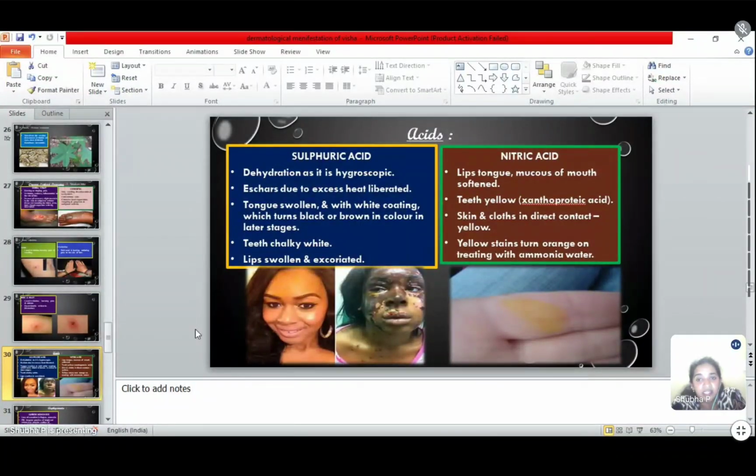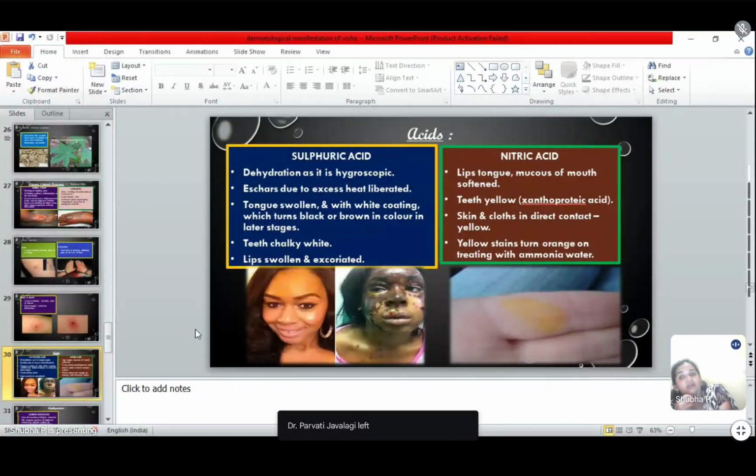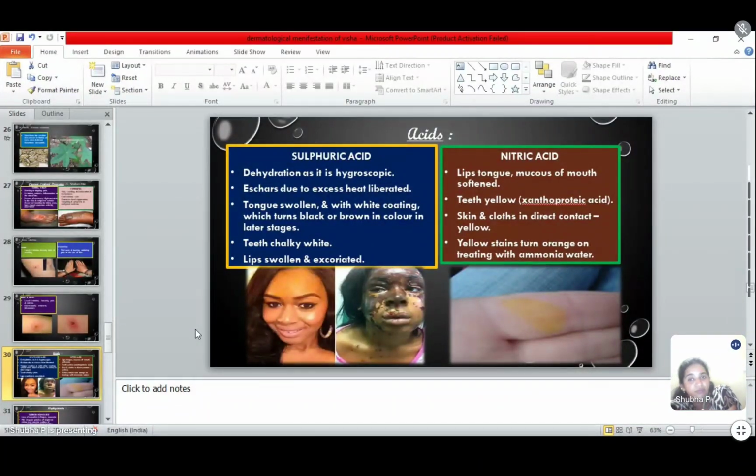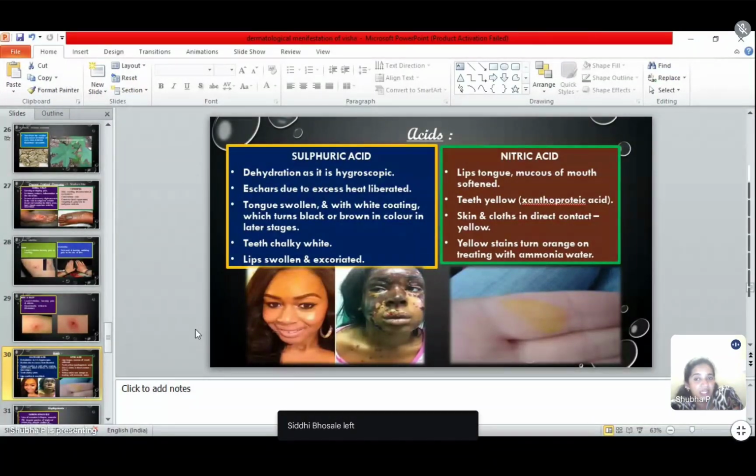Next, in a case of nitric acid, the lips, tongue, and mucosa of the mouth become softened. Here teeth are yellow because of xanthoproteic reactions, which happen because of the protein in the skin and this acid, which leaves a yellow or orange stain.